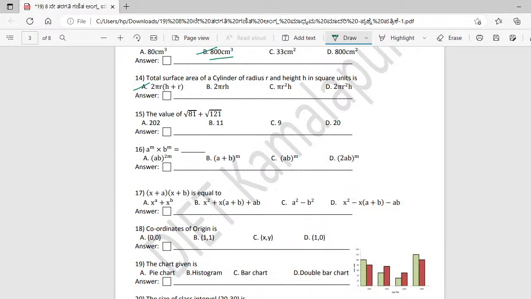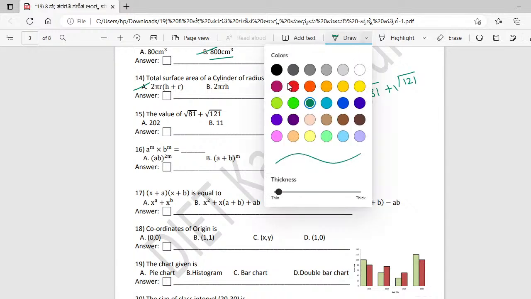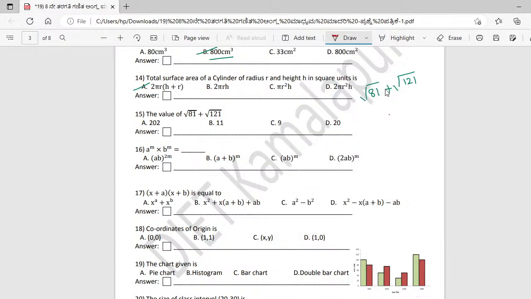Let us go with the 15th one. 15th one is very simple. Okay, so root 81 plus root 121. I hope everybody knows what is the value of root 81. Root 81 value is 9 plus root 121 is 11. So 9 plus 11, that will give the value as how much? 20. And the right answer is which one? That is the D option. It has 20. That was the very easiest one.